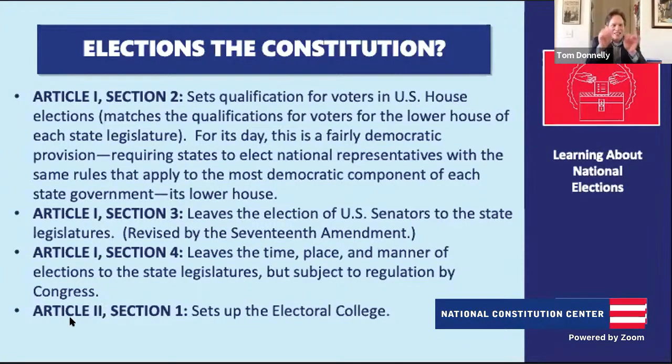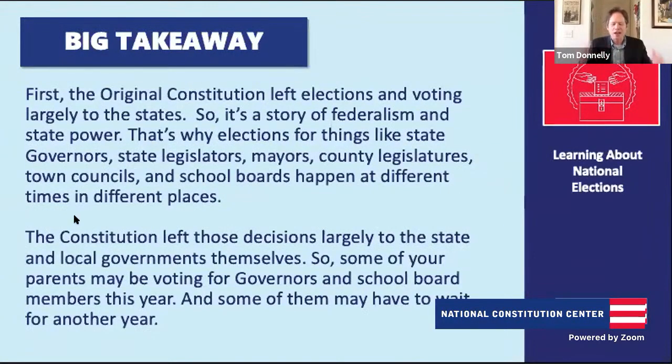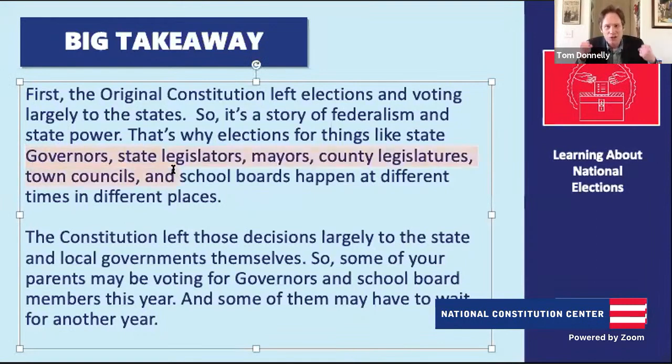So there are all of these scattered parts of the Constitution talking about elections. But there are a couple of really big takeaways you want to keep in mind about the original Constitution. The first is that the original Constitution left elections and voting largely to the states. So it's a story of federalism. It's a story of state power. And that's why elections for things like state governors, state legislatures, mayors, county legislatures, town councils, school boards take place in different years, even different ways. And the Constitution leaves those decisions largely to the state and local governments.